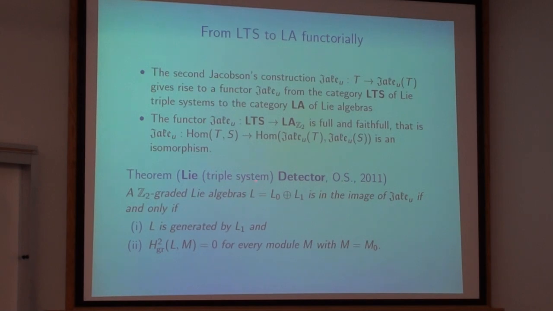Another one is called the Lie triple system detector, or Lie detector for short. So, if you have a Z-graded Lie algebra L, it is in the image of the functor if and only if it satisfies the following conditions. It has to be generated by one component, and the second graded cohomology group from L to any trivial module has to be zero. Actually, in a more recent development, you can also replace this cohomology group with the second graded homology group of L.